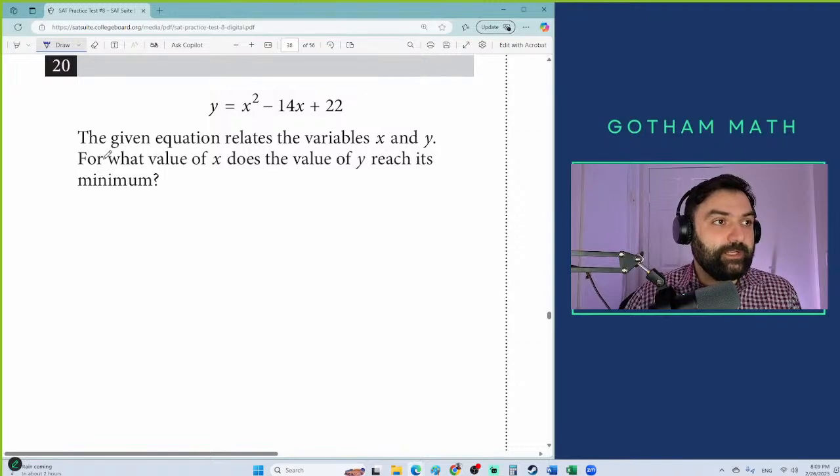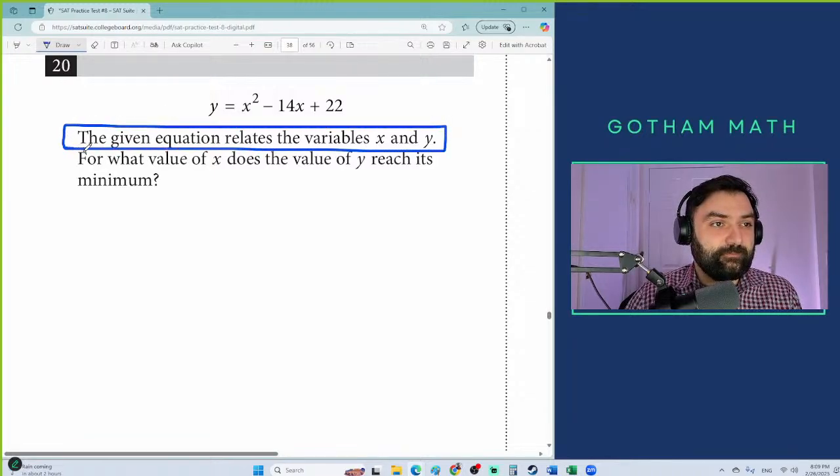So then I read: the given equation relates the variables x and y. Okay, what does that mean? Nothing really. I don't know. Relates variables x and y. What does that mean? That we have x and y? Thank you. Yeah, we know that.